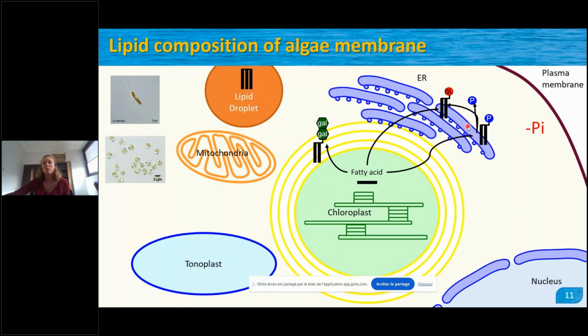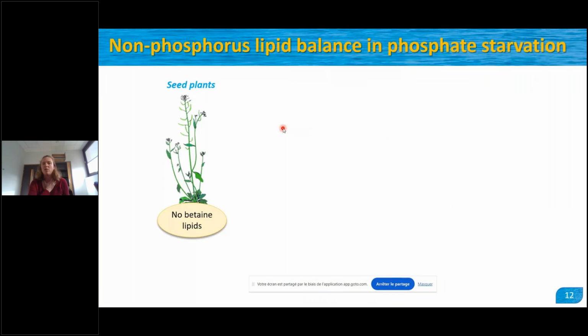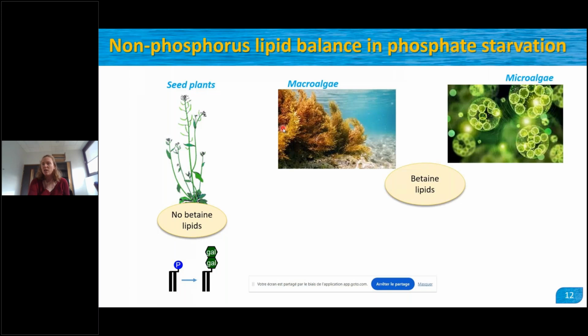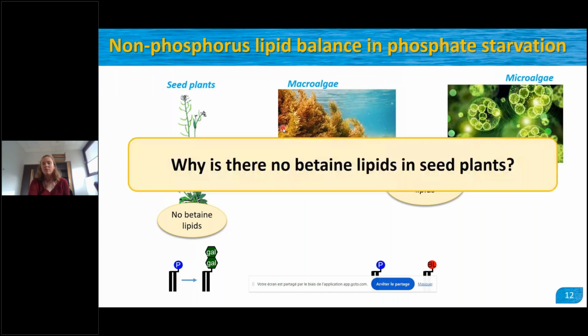And then in algae, we also have a huge increase of fatty acid synthesis and a huge lipid droplet accumulation with TAG synthesis. So the question is: in seed plants, you have very complex mechanisms and no betaine lipids, where you exchange phospholipids into galactolipids. Whereas in algae, macro or microalgae, you have these betaine lipids, and you have this exchange of phospholipids into betaine lipids. So why was betaine lipid synthesis lost in seed plants?